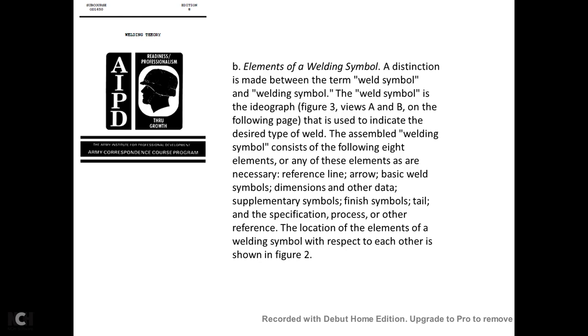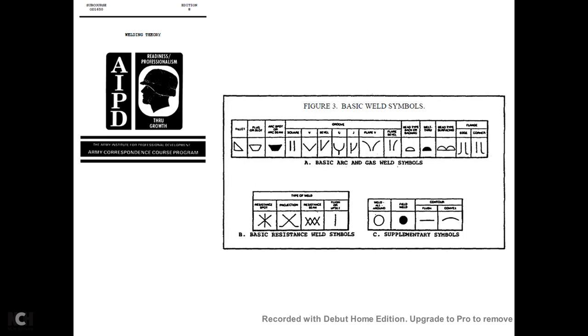The location of the elements of the welding symbol with respect to each other is shown in Figure 2. From the left, you have your fillet, your plug or slot, your arc spot and arc seam, your square, your V, your bevel, your U, your J, your flare V, your flare bevel, your bead type or melt through, your bead type surfacing, flange, corner. You have your field type of welds, resistance spot, projection, resistance seam, flash or upset, and supplementary symbols: weld around, field weld, flush, or convex.